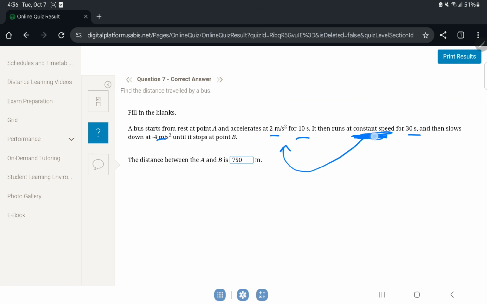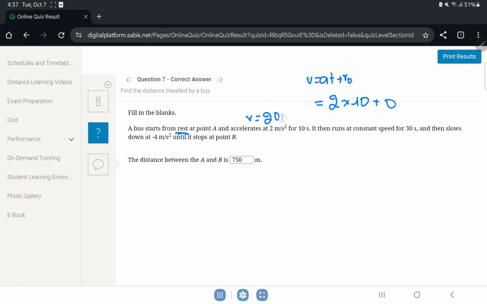The reason for this is because a constant speed means it's a continuation of this stage. Okay, I'll show you how. Let's find the velocity here. We can use the rule v is equal to at plus v initial, the simplest one. V, which we need to find, is equal to the acceleration 2 times the time plus v initial is 0 because it's from rest. That means that the velocity is equal to 20 meters per second. It's at the constant speed, so the speed is 20 meters per second throughout the whole stage since it's constant.